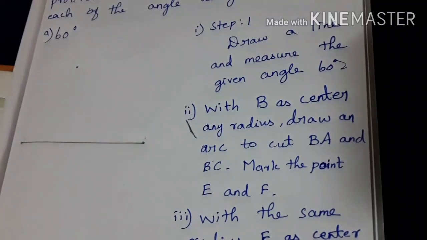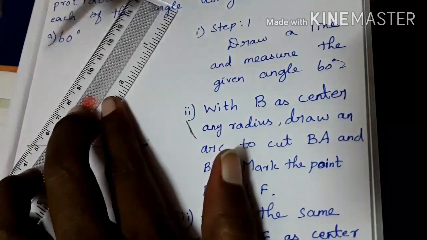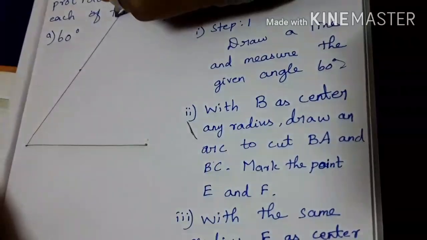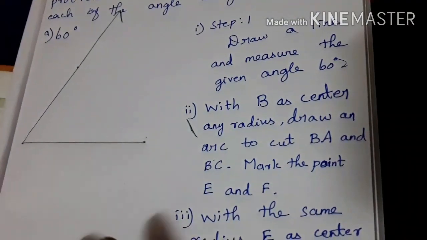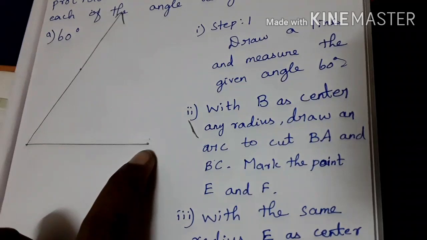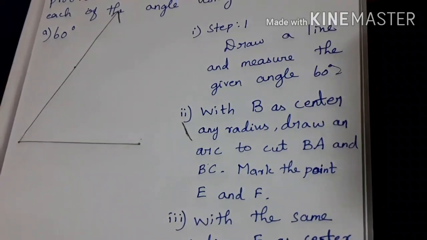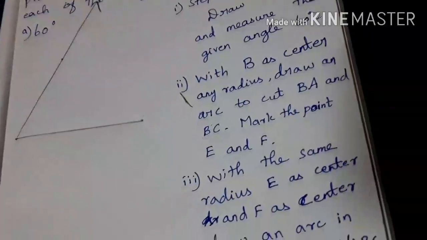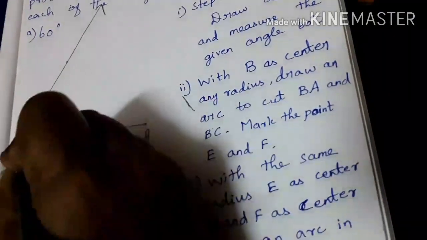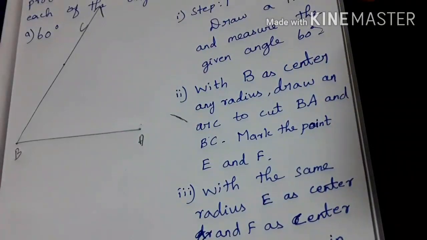So now I join this. Now I have measured 60 degrees. So the first step we finish: draw a line and measure 60 degrees. Okay. For this I give the names A, B, C. A, B, C.